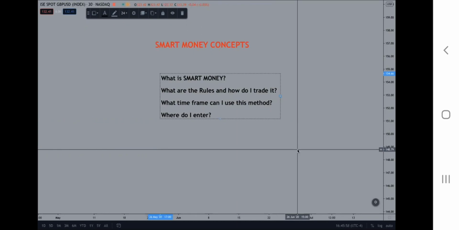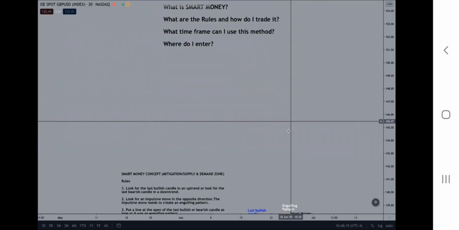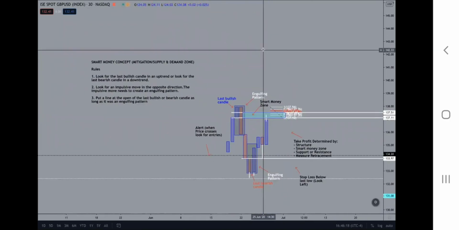So today I'm hoping to cover four main questions that I get a lot. Those questions are: what is smart money? What are the rules and how do I trade it? What time frame can I use this method? And where do I enter? So let's go ahead and get started. Got my awesome diagram here.